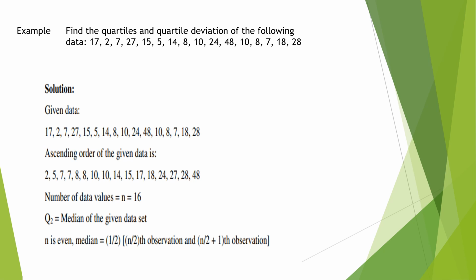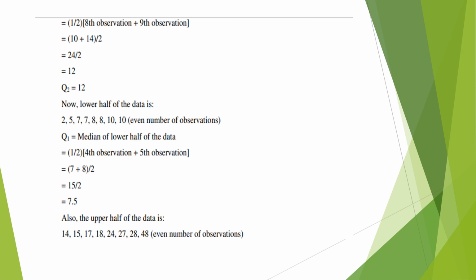Q2 is the median of the given data set. Because n is even, the formula is half into the (n by 2)th observation plus the (n by 2 plus 1)th observation. Half into the 8th observation plus the 9th observation, that is 10 plus 14 divided by 2, which gives 24 by 2, that is 12. So Q2 is equal to 12.